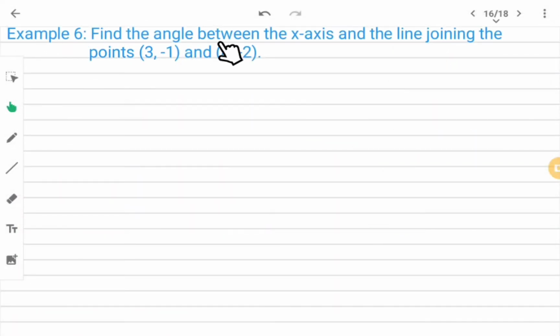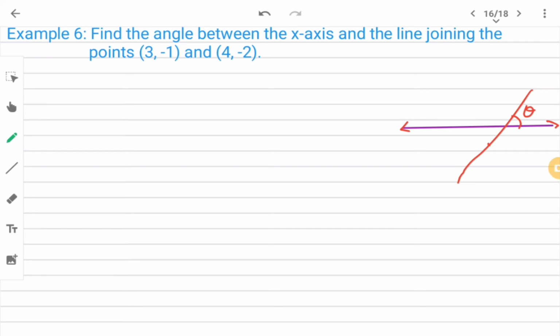Example 6. Find the angle between the x-axis and the line joining the points (3, -1) and (4, -2). That is, we need to find the angle of inclination with the x-axis. For that I have drawn this line. Imagine this one as the x-axis, and another line which is passing through (3, -1) and (4, -2), somewhat here like this. We need to find the angle between these.